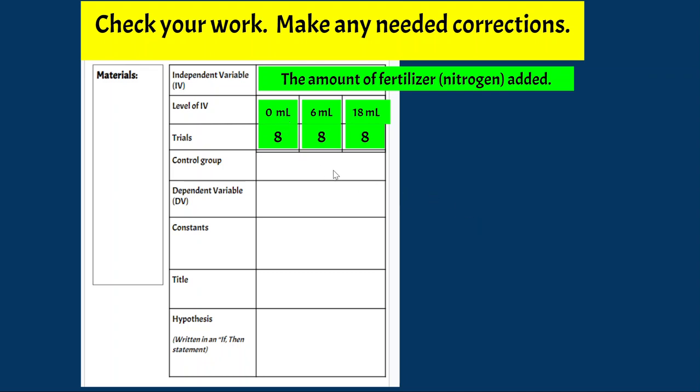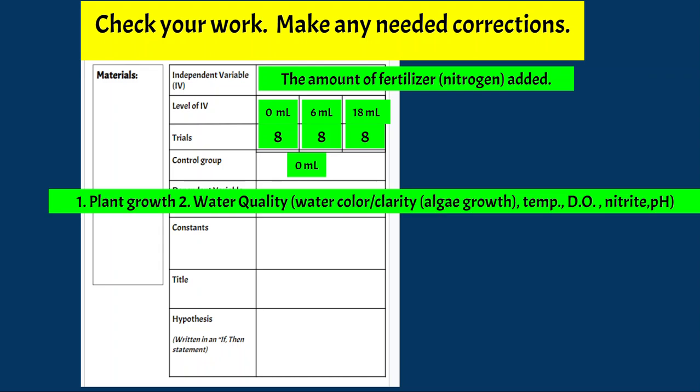All right, so for a control group, we always want to think, what are we going to look back and compare back to? We're going to compare back to putting no fertilizer in. That's going to be our control group right there. And the dependent variable is the thing we're going to measure. This one, actually, we have a lot going on. We're going to measure water quality, but also plant growth. So you can write on your page plant growth and water quality.